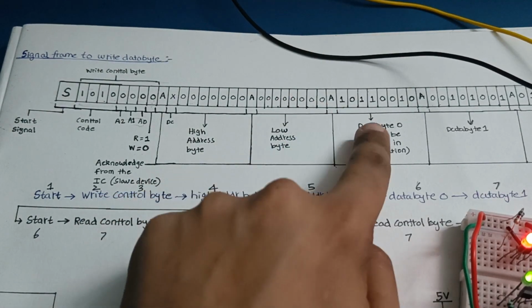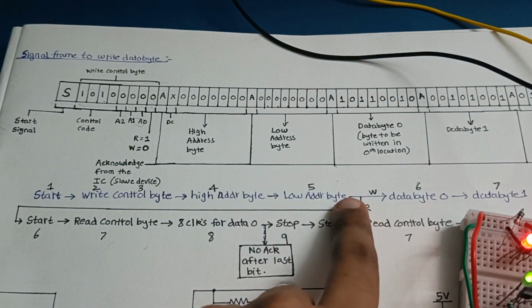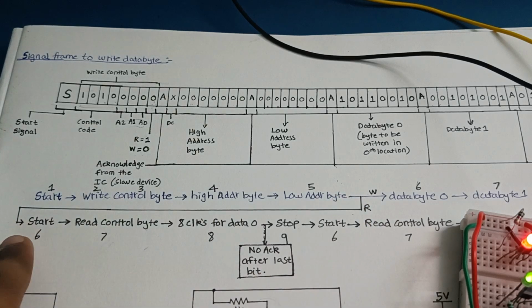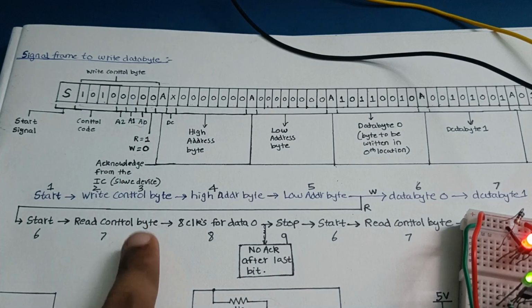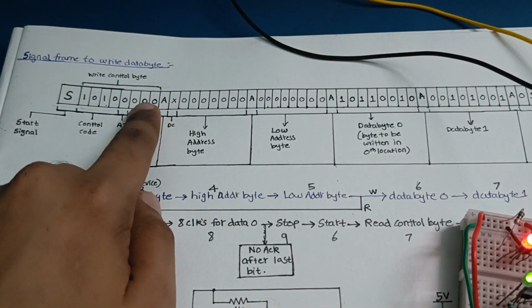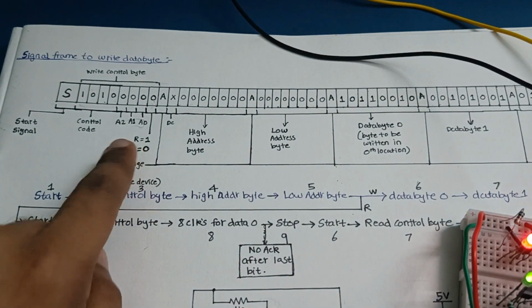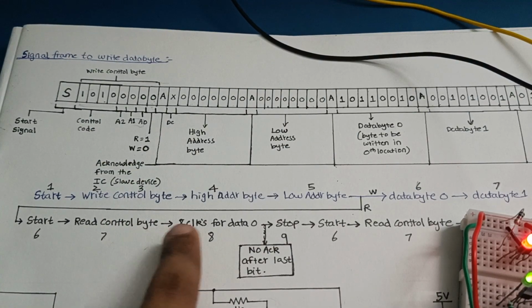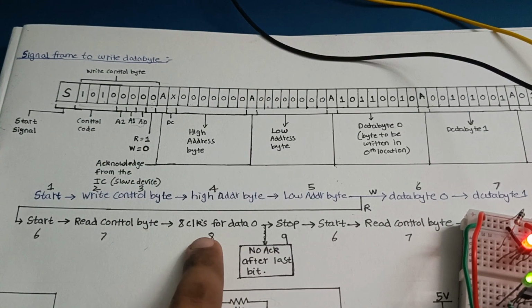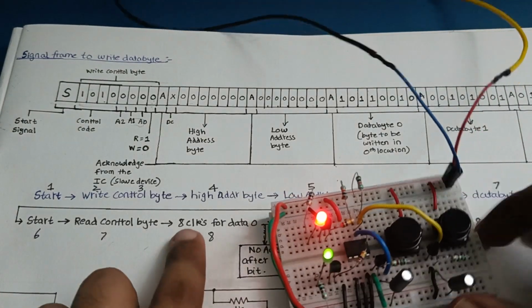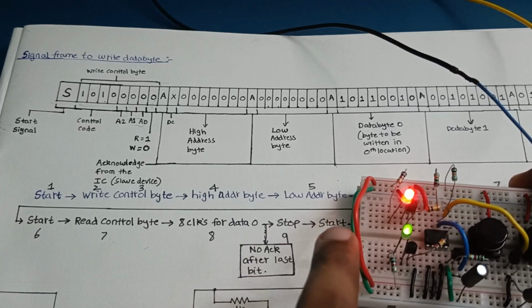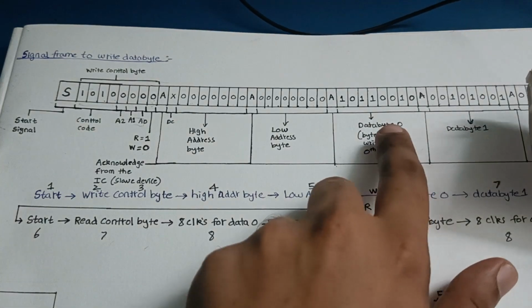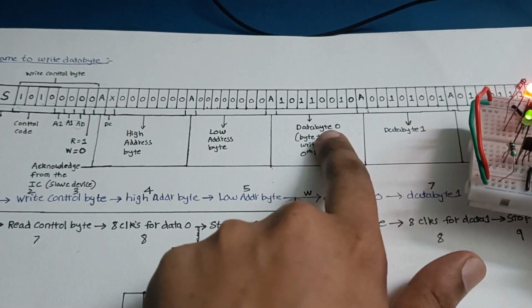Then after this, as we are not writing the data, we are reading it, we'll again start, and this time we will give the read control byte. That means the same byte but with the last bit 1. After giving the read control byte, we'll generate 8 clocks, and on each falling edge of the clock we will get our data back from the SDA line. It means each individual bit will come back.